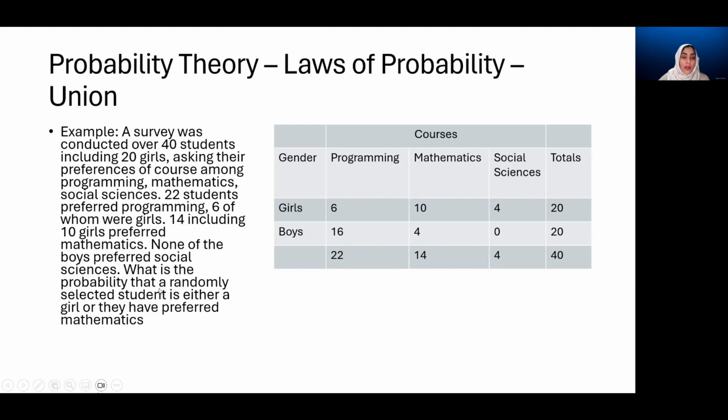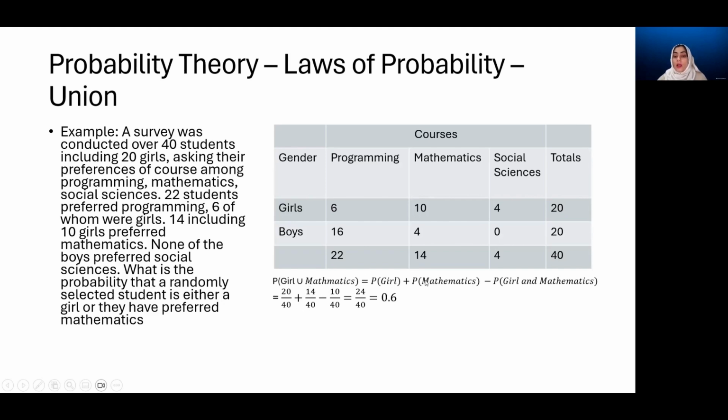The question asks us to find the probability that a randomly selected student is either a girl or they have preferred mathematics. For this event, this is a union between the event of a person being a girl and the event of them having selected mathematics. So this is equal to probability of being a girl plus probability of preferring mathematics minus the joint probability of being a girl and preferring mathematics. We can get these values from the table. So the probability of being a girl can be found out from here. We know that 20 out of 40 are girls. So we put that here.